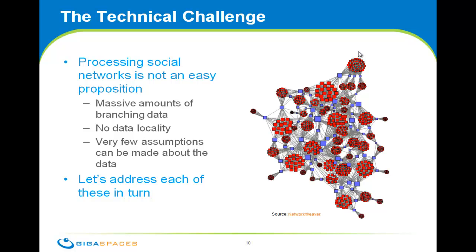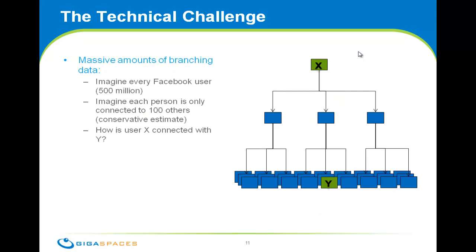So going into each of these in turn, we have massive amounts of branching data. Take, for instance, this really, really simple approximation of a social graph. We have 2 users, X and Y, and we want to answer the simple question, how is user X connected with user Y? Taking conservative estimates, if we have every Facebook user in the world, we have about 500 million users, 500 million user profiles.